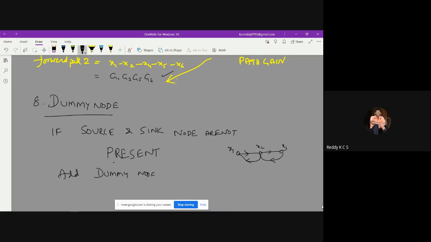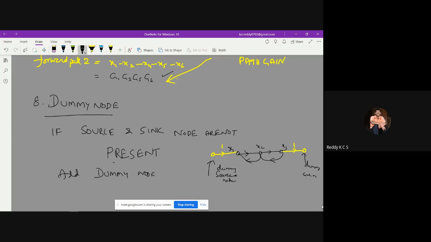In that case, we need to add one more node with a branch gain of 1, which does not affect the overall transfer function. So one more node which is represented like this with the branch gain 1. This is called a dummy source node, and we can also add a dummy sink node.